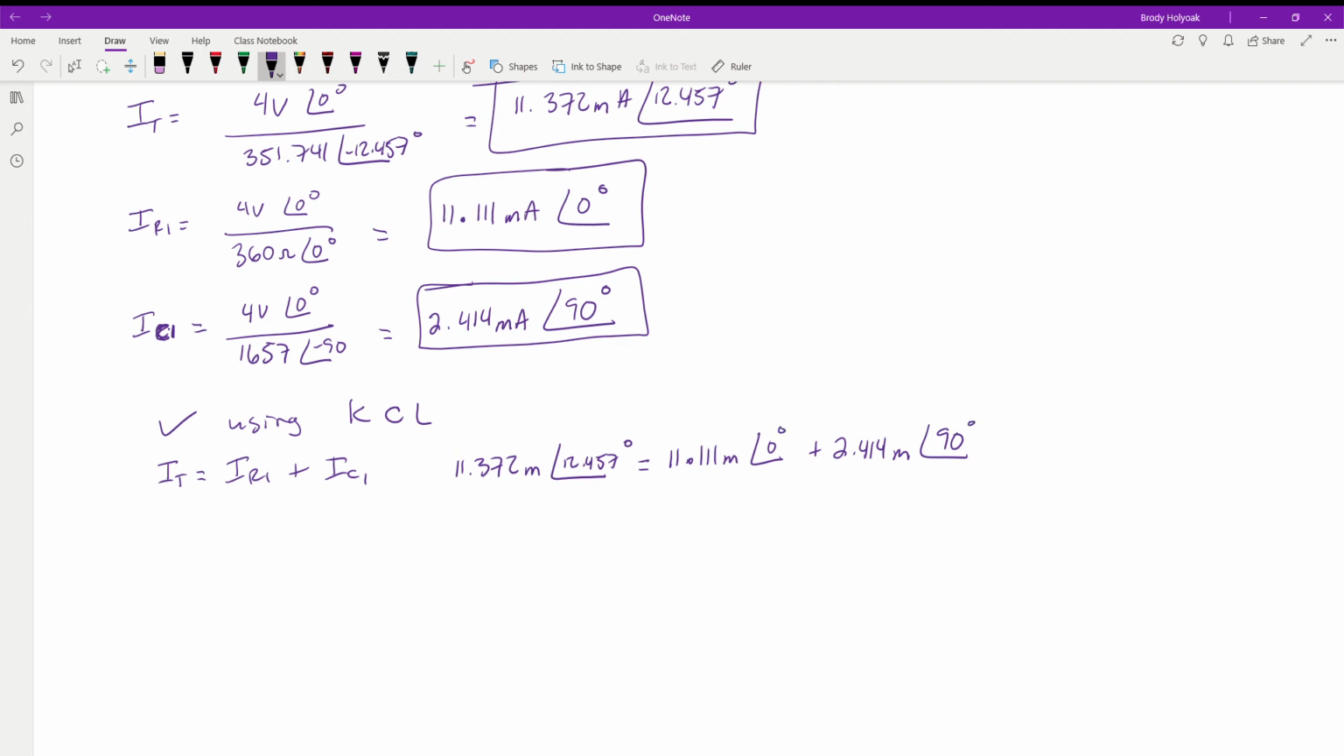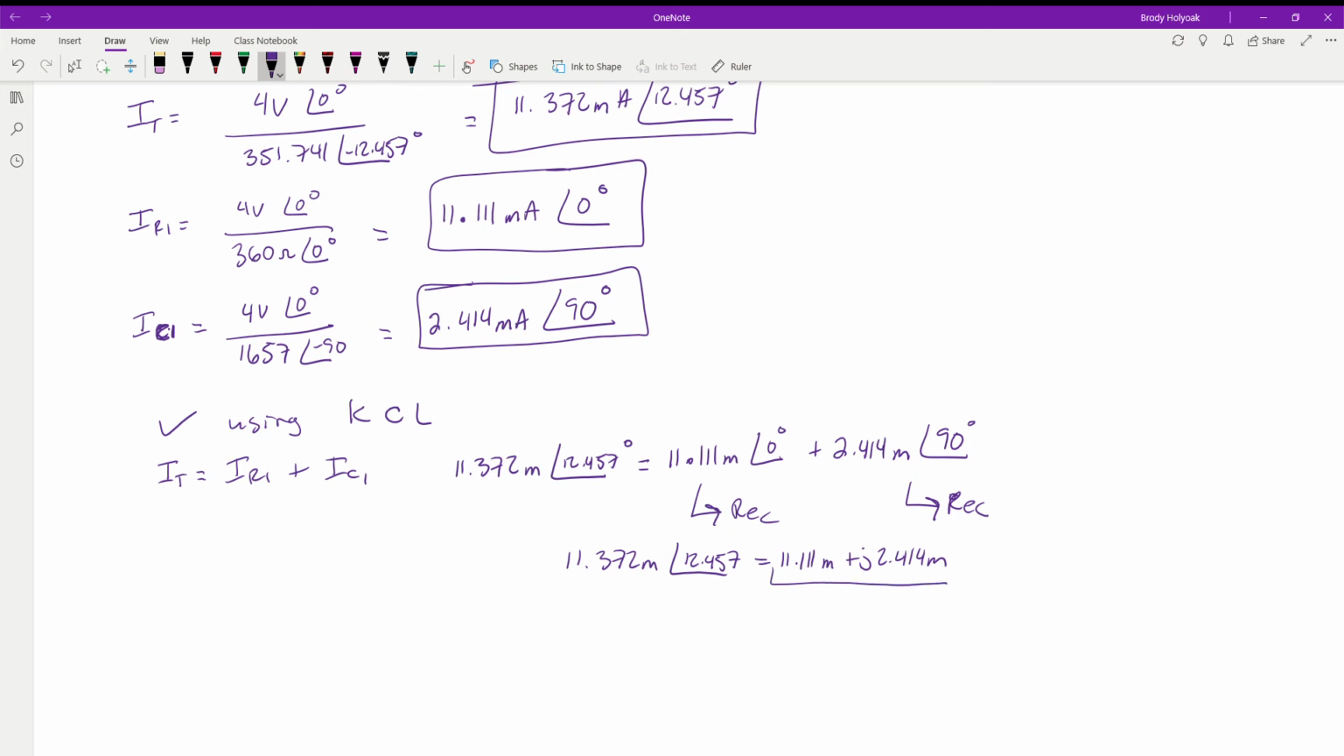Now, because we're adding, we have to convert these into rectangular, and we can do a quick conversion because we are at 0 and at 90 degrees. Makes it easy. We don't have to go through the whole process. So we have 11.372 milliamps at 12.457, because remember that's what we're trying to double check against, is equal to 11.111 milliamps plus j of 2.414 milliamps. Remember, this one is positive, so this is going to be a positive j.